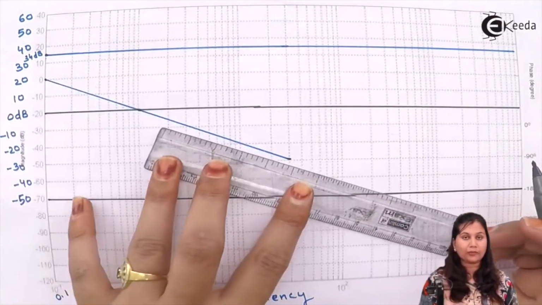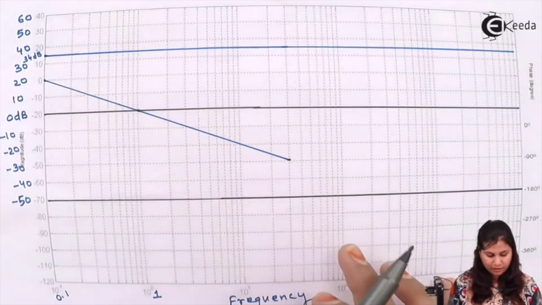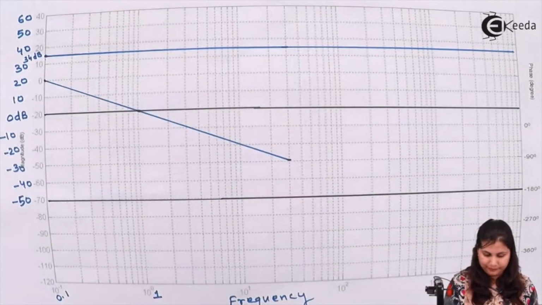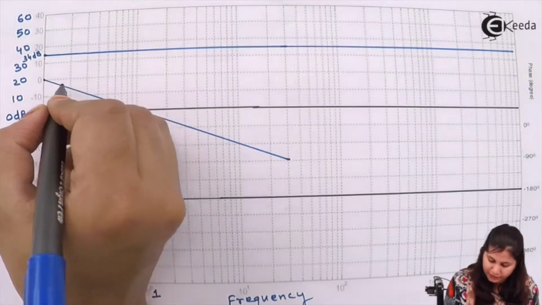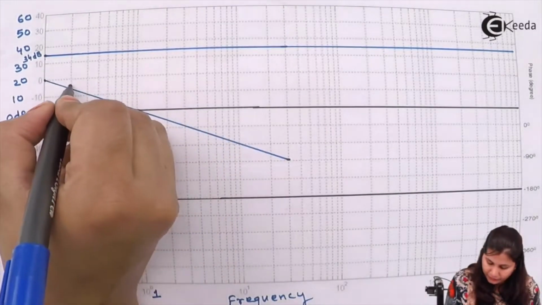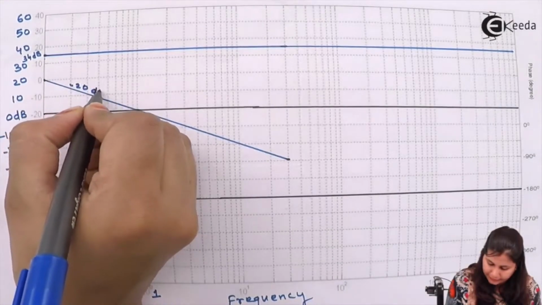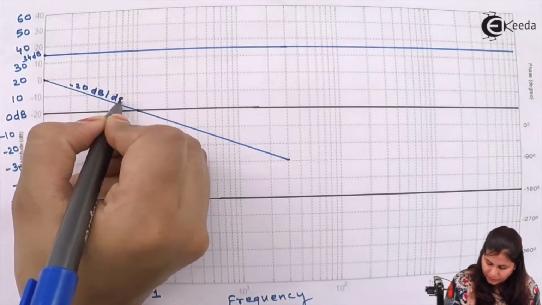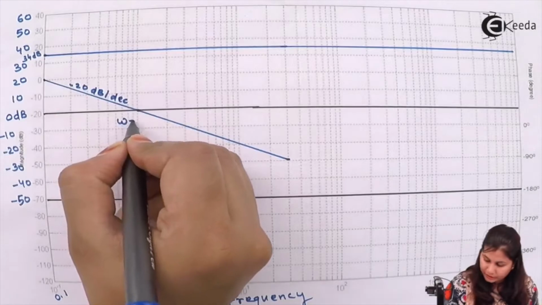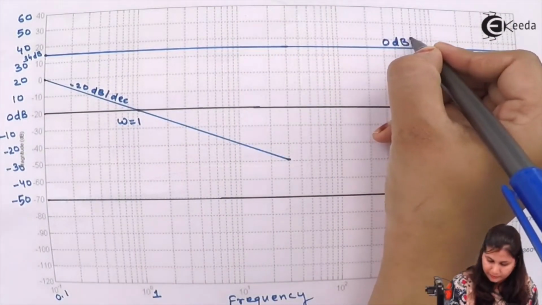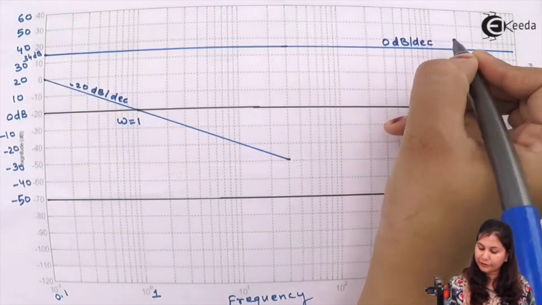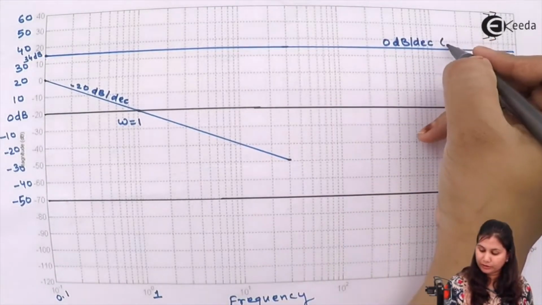This is how we represent the factor 1 by s. Write the slope term over this line, minus 20 dB per decade. This is omega equals 1. Before this, the slope is 0 dBs per decade and the magnitude is 34 dBs.